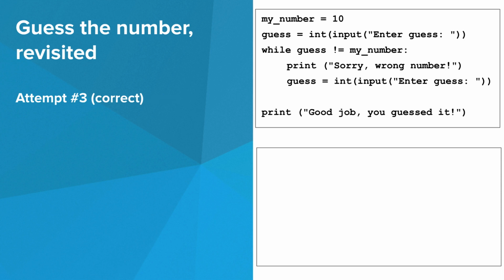As one final touch, we can add a print statement at the end of the program. Notice that we don't need to check anything before printing. If the final print statement is reached, that means that the condition in the while loop must have been false. This means guess is not unequal to myNumber, which means it is equal to myNumber.